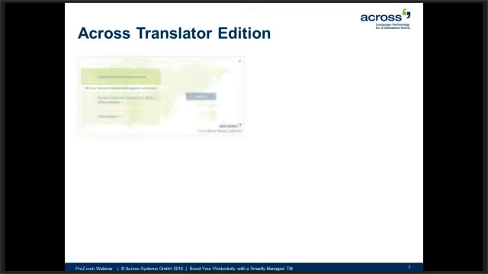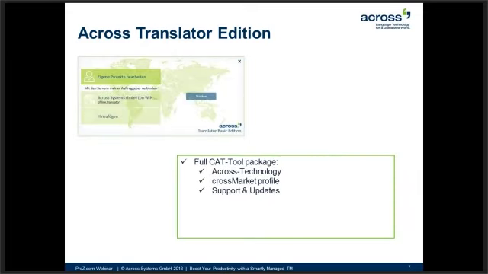What is the Translator Edition? The Across Translator Edition is the new name of the software for us freelance translators. It has been renamed; before it was called the Personal Edition. And the Translator Edition, or ATE as I sometimes call it, is a full CAT tool package consisting of the Across technology, which is the software that we are using to do the translation, the Cross Market profile, and of course support and updates. With the Translator Edition, Across has also introduced two different versions of the software. One is the basic and one is the premium version. The basic version is still free of charge for freelancers, but it has somewhat limited functionality as compared to the premium version, which is a software version based on a subscription model.